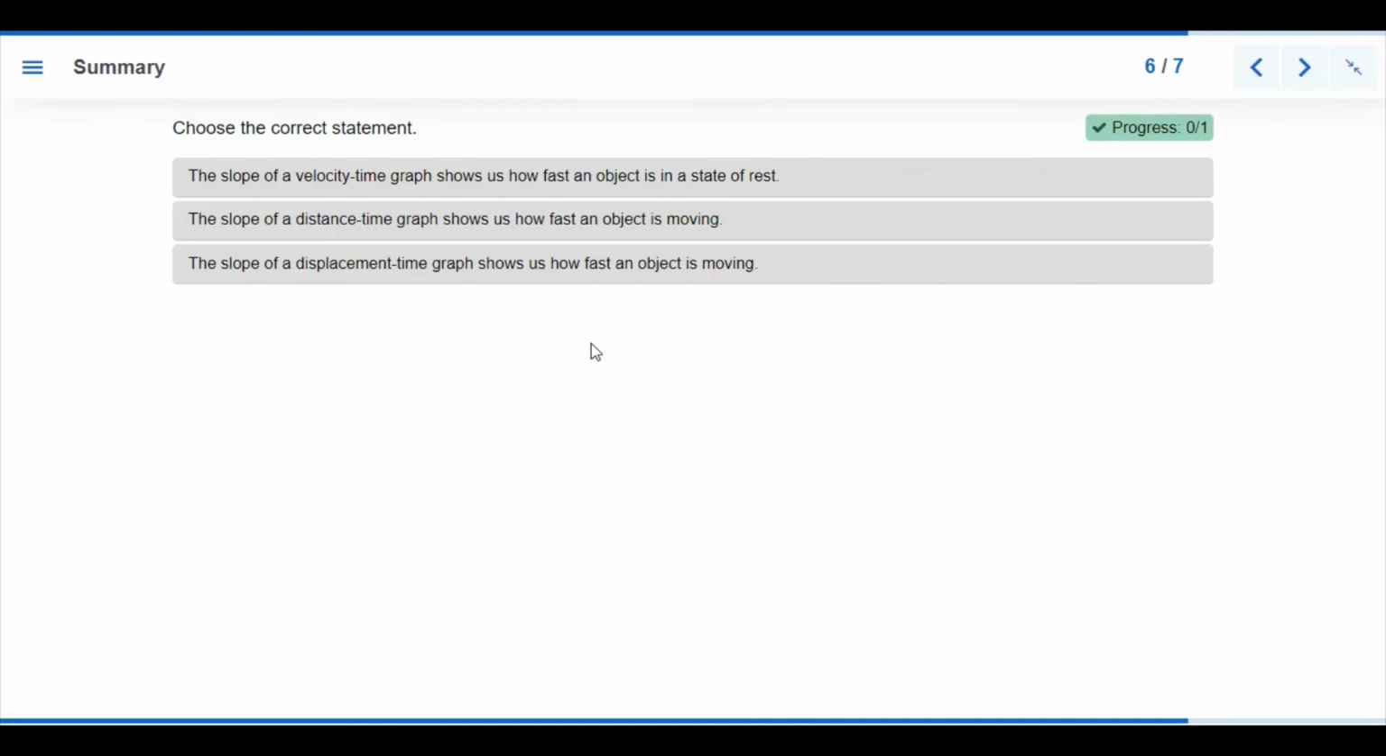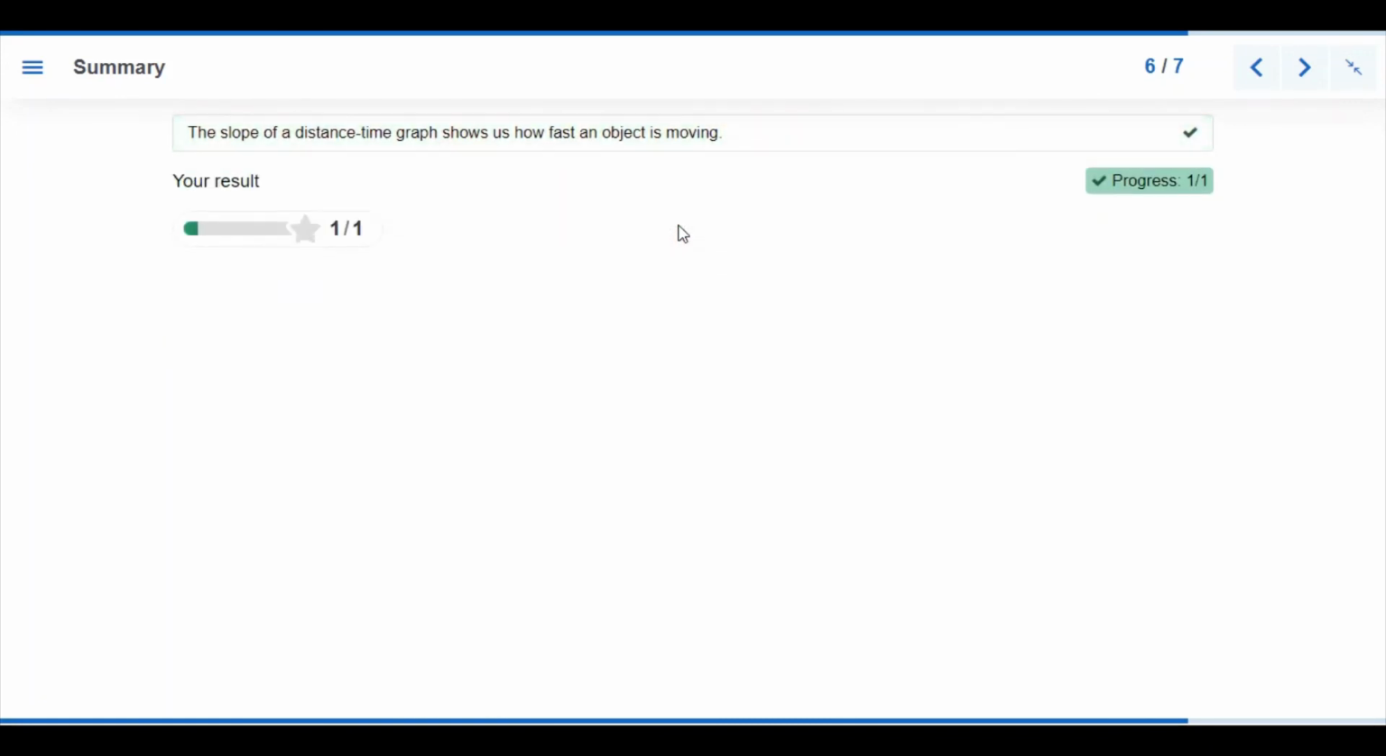The slope of a distance time graph shows us how fast an object is moving, and that is true. That will be dealing with speed, and speed is what? Distance per unit time. The slope of a displacement time graph shows us how fast an object is moving. Displacement with time relates with velocity, so that can be true. So the slope of a distance time graph shows us how fast an object is moving. Can we check? All right.